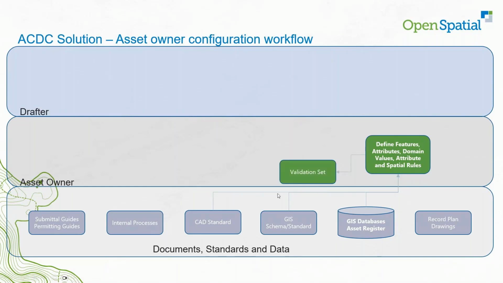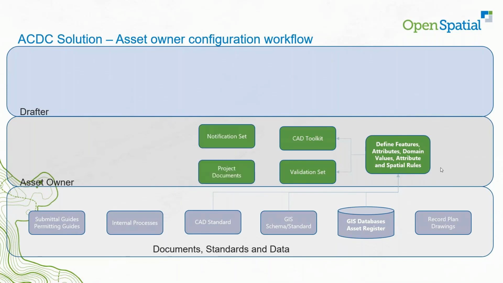So you're going to look up what we call a validation set and a CAD toolkit, as the ACDC Desktop product allows you to build these things. And this is the heart of the matter, defining your features, the attributes, the domain values, attribute and spatial rules. And we support a bunch of different spatial rules. They can be proximity rules, touching rules, tolerances for snapping, automatic breaking of lines, etc.